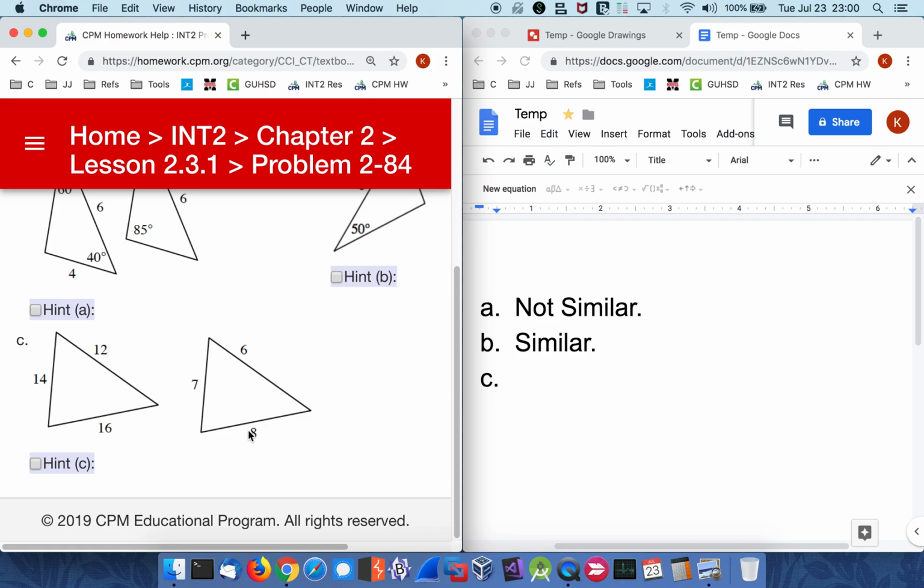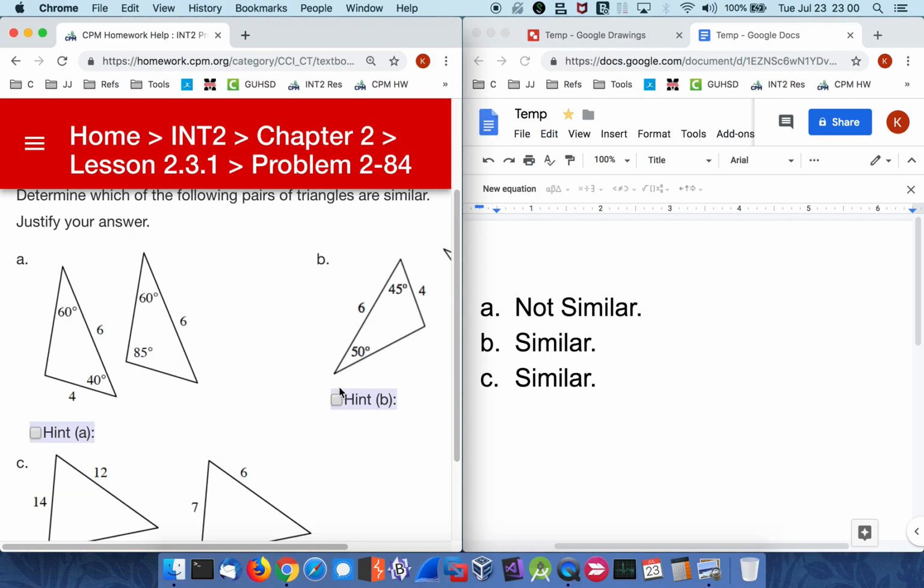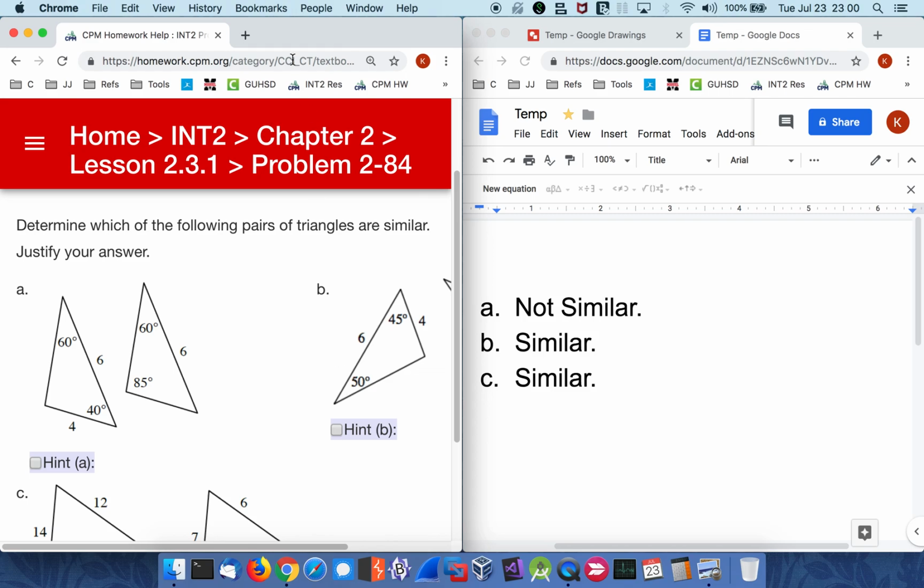So let's see what this side is. 8 times 2 is 16. Boom. Ratio of 2. What about this one? This one's 7. 7 times 2 is 14. Boom. All right, so this triangle is half the size of this one, and it's a similar triangle. Okay? All right, so similar. All right, and that was it. That looked a little intimidating at first, turned out not to be that bad.